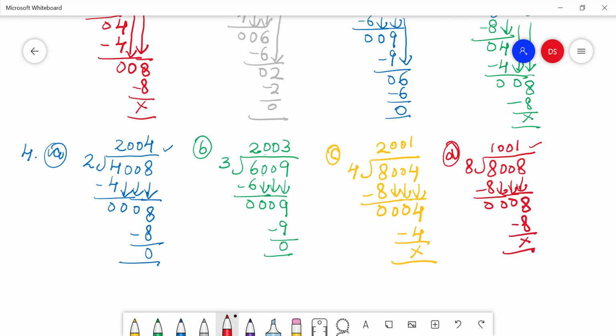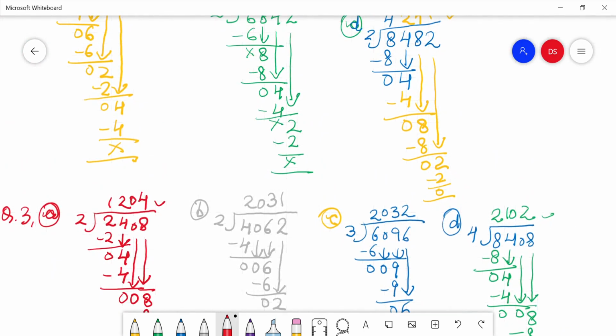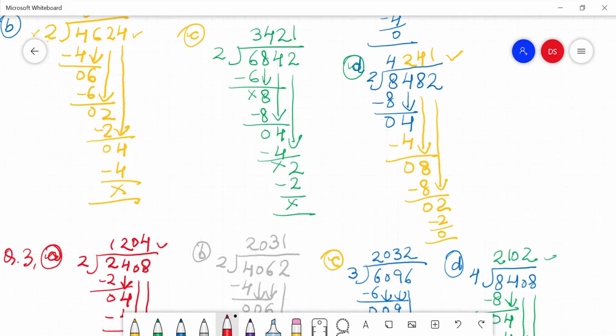This is called quotient. Children, we have remaining sums also of this exercise. Question number 5, 6, 7, 8, 9. We will do the remaining sums in the next video. So you complete this work in the notebook.